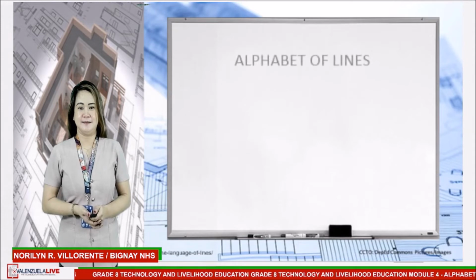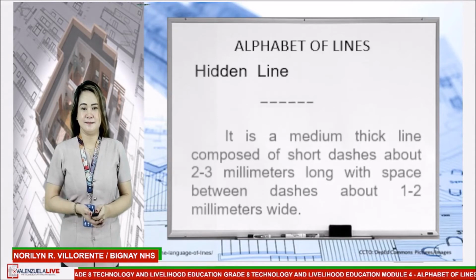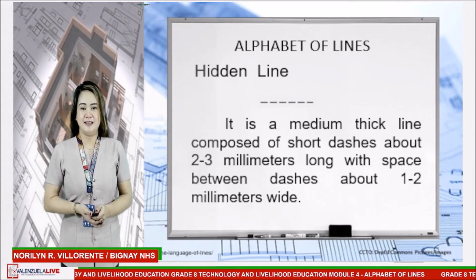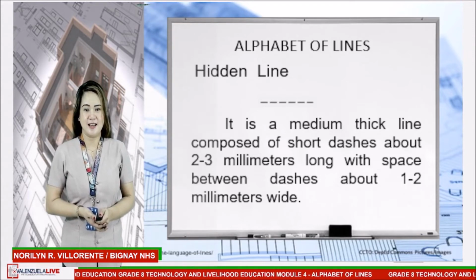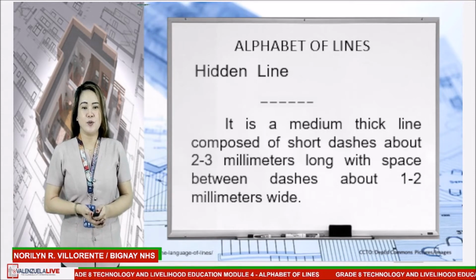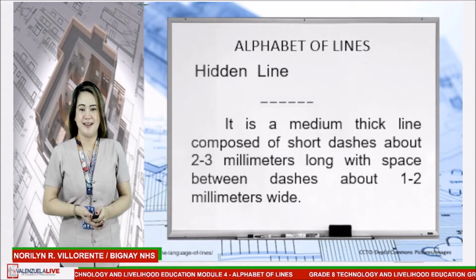Hidden line. It is a medium thick line composed of short dashes about 2 to 3 millimeters long with a space between dashes about 1 to 2 millimeters wide.